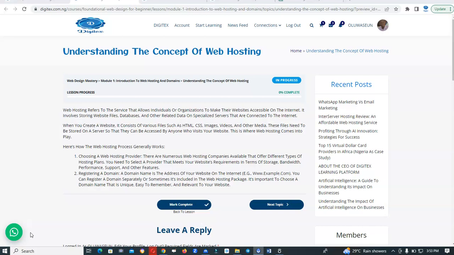There is a lot of information on the internet, but what they will use to identify you or to locate you on the internet is your domain name. So a domain name is the address of your website on the internet. That is just it, as simple as ABC. You can register a domain name separately, or sometimes they might include it in a web hosting package. So it is important to choose a domain name that is unique and easy to remember, depending on your choice or what you are trying to create on the internet.